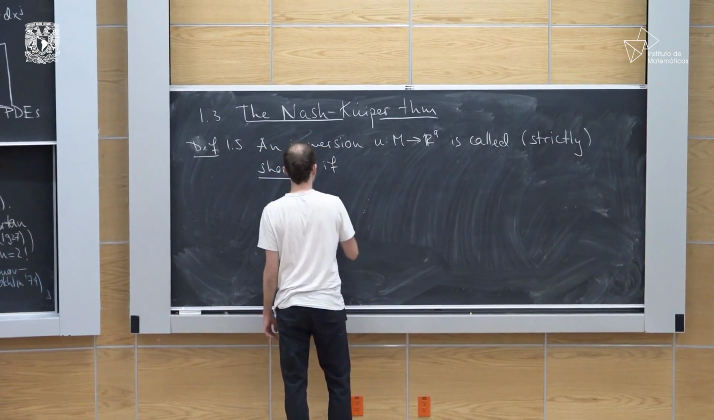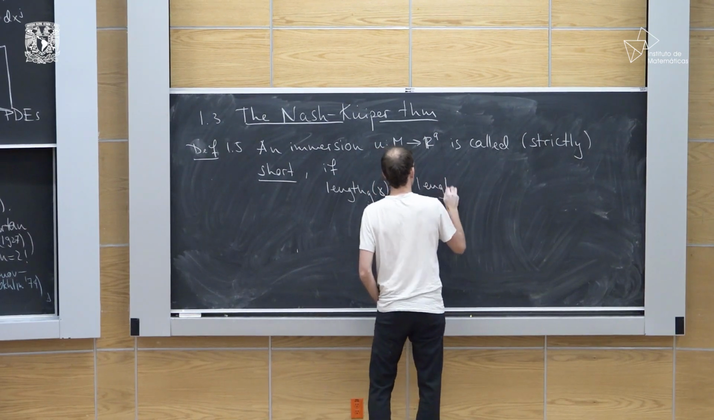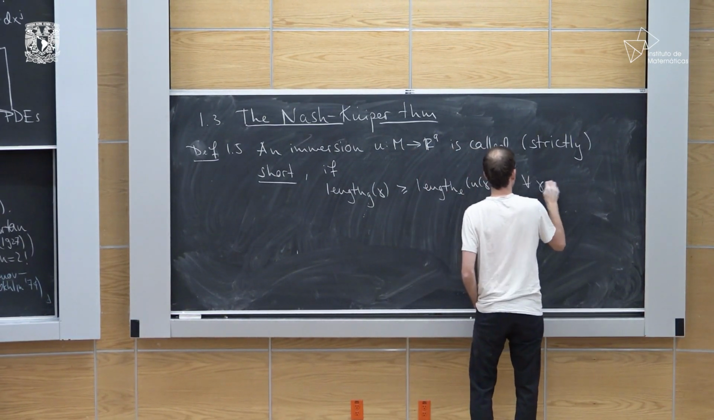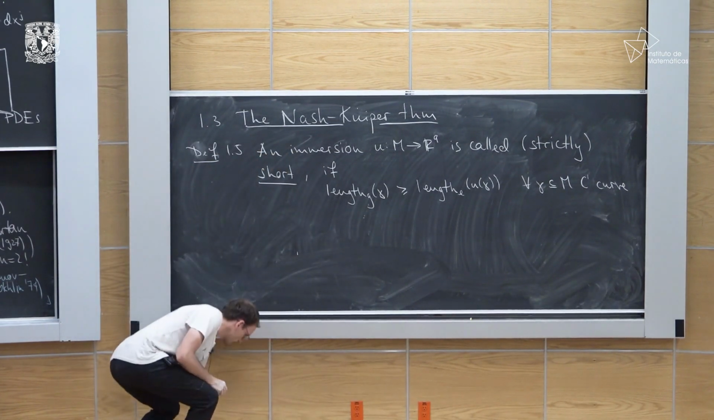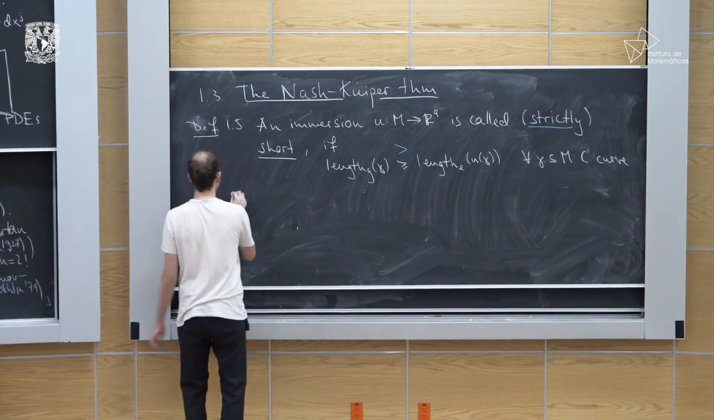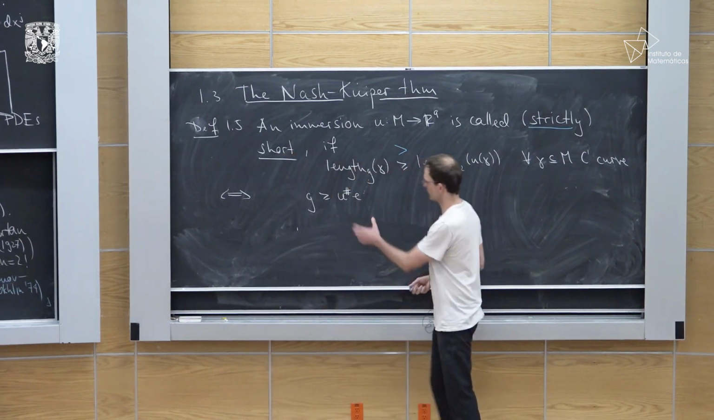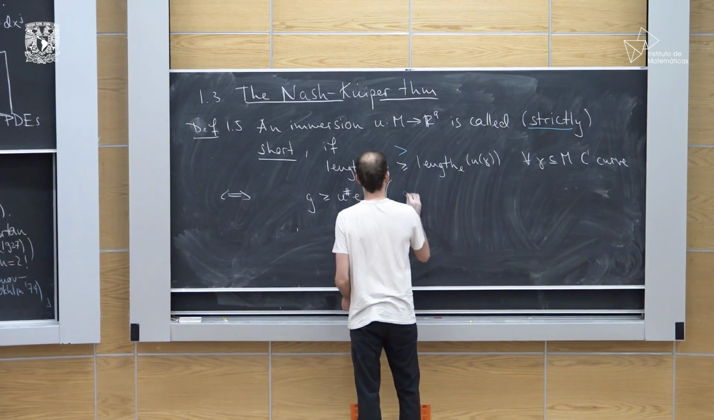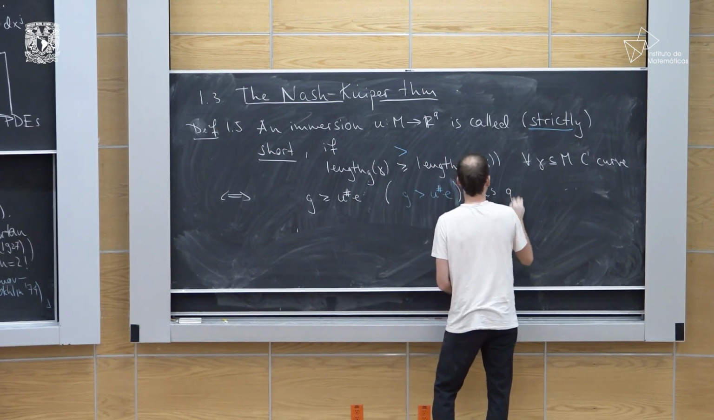Strictly short. If it shrinks lengths of curves, if the length of any curve gamma is bigger than or equal to the length of the image curve, for any gamma C1 curve, and strictly short, of course, I have a strict inequality. Equivalently, on the level of the metric tensors, this is when G is bigger than or equal to the induced metric, simply as positive definite tensors. So the difference over there is positive definite. That's quadratic forms.